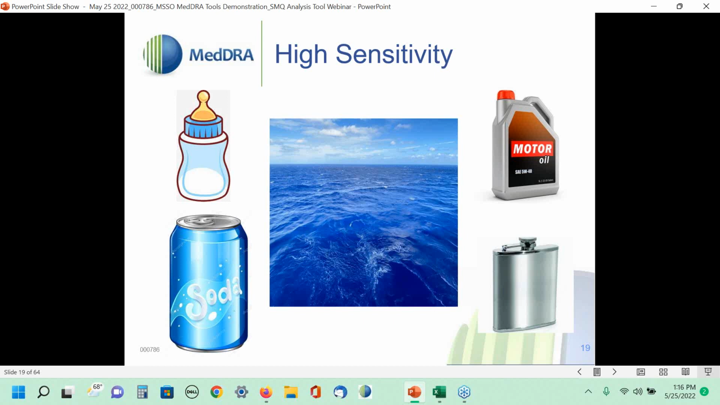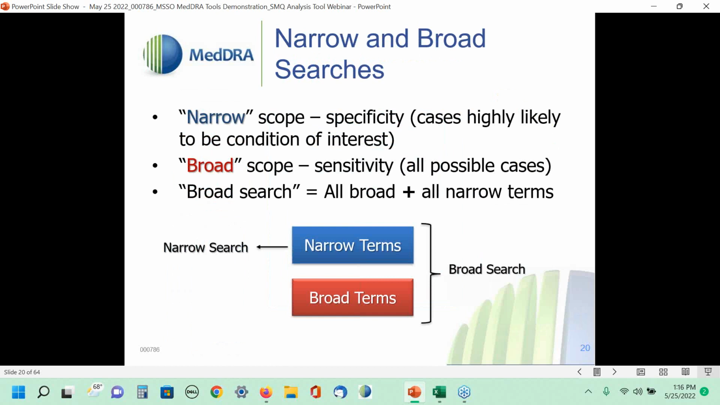And it's the same thing when you are using the SMQs. The SMQs can be used for a very specific search, or if you maximize sensitivity by using broad search terms in addition to narrow search terms, then you in fact could end up having to screen and evaluate cases that are not of particular interest to you.